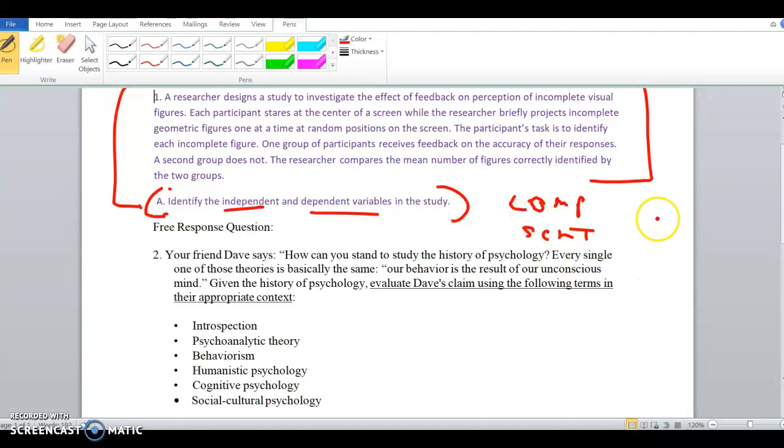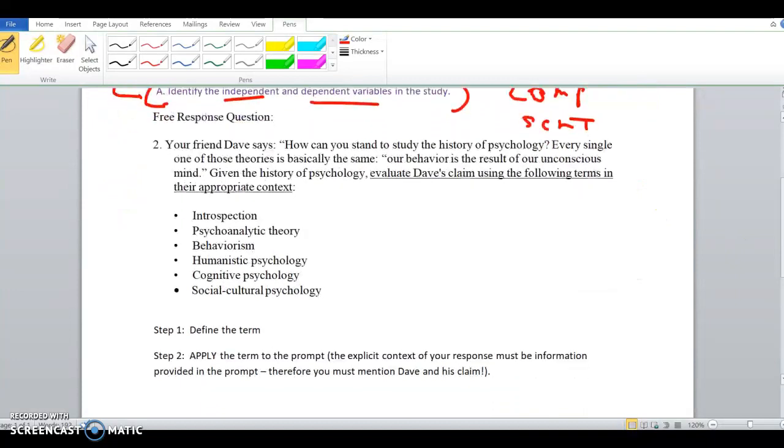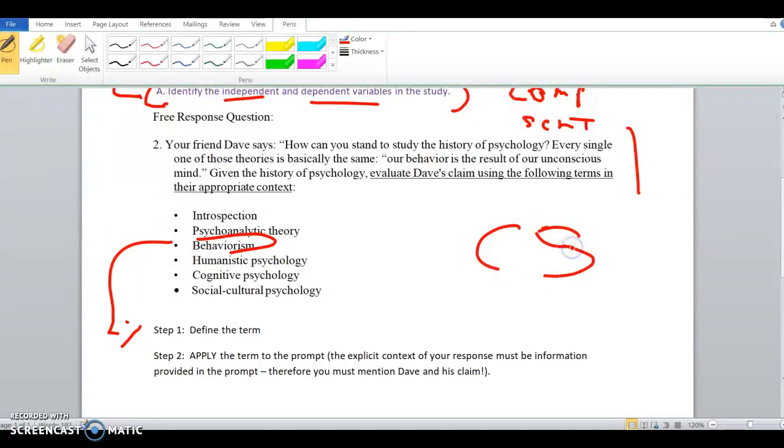Okay, now the second type of question. Again, you'll be given a prompt, okay? And then you'll be given bullet point terms, okay? What I want you to do here is your first step would be to take one of these terms, and let's just take behaviorism. Again, you have to write in complete sentences. You first define what behaviorism is. What is behaviorism, right? So this is a general description.